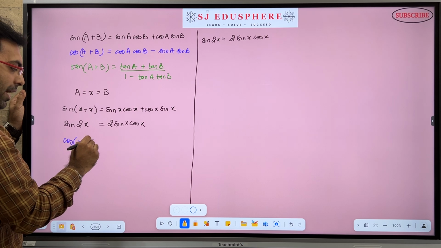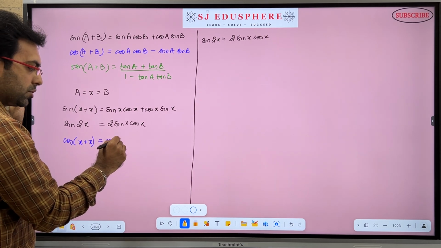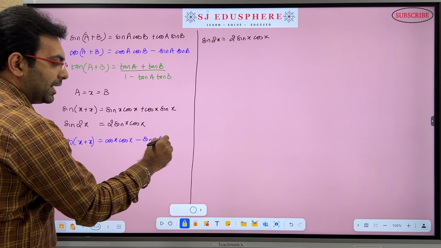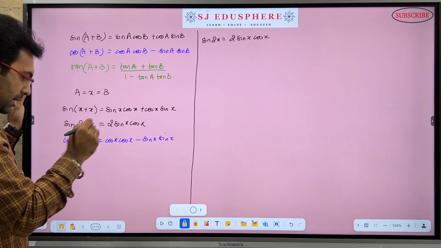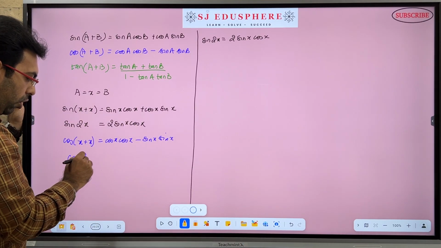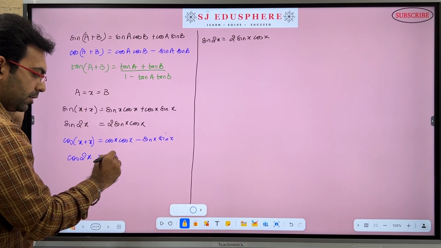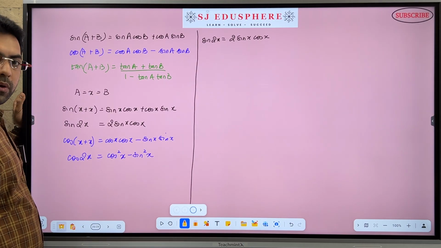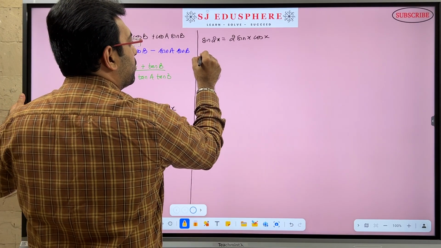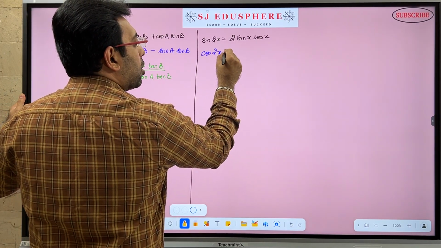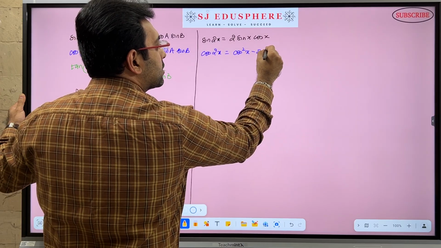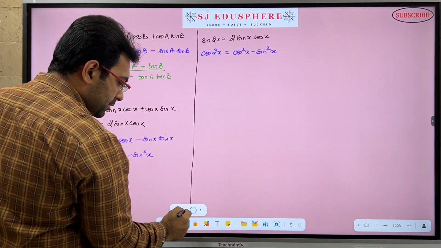Now, can I say cos(A + B) is cos A cos B minus sin A sin B? That means cos 2x is cos square x minus sin square x. So my second formula is cos 2x is cos square x minus sin square x.